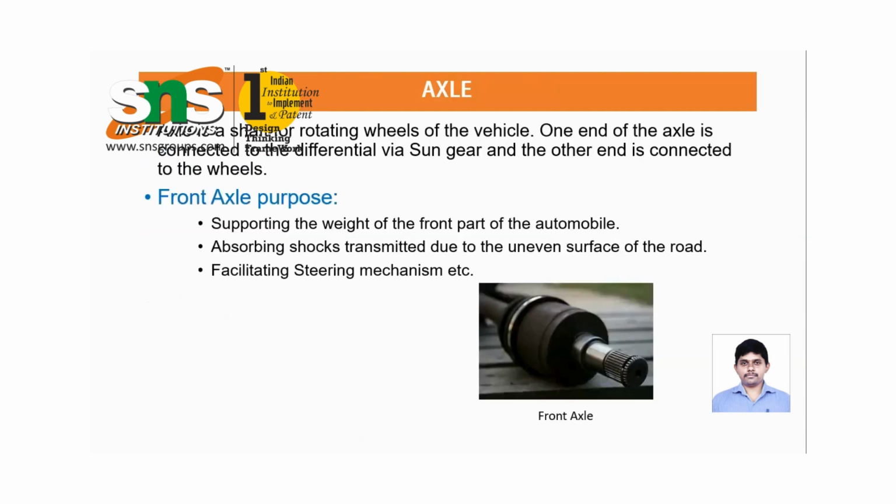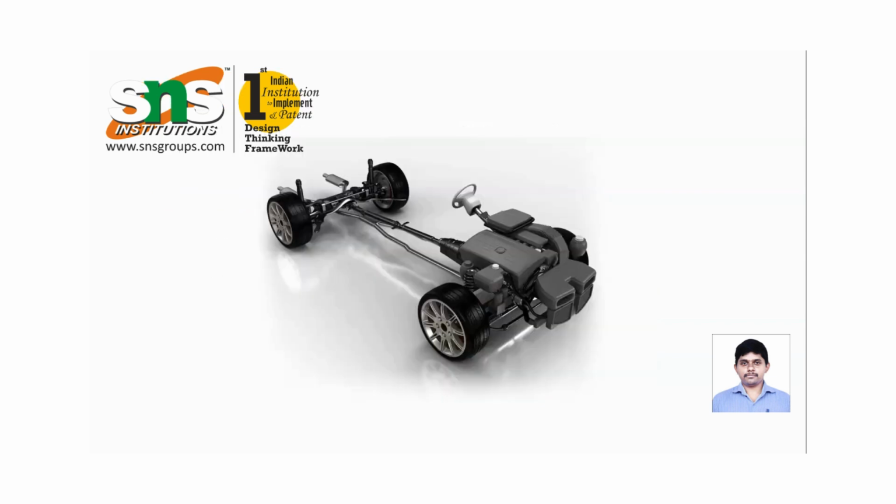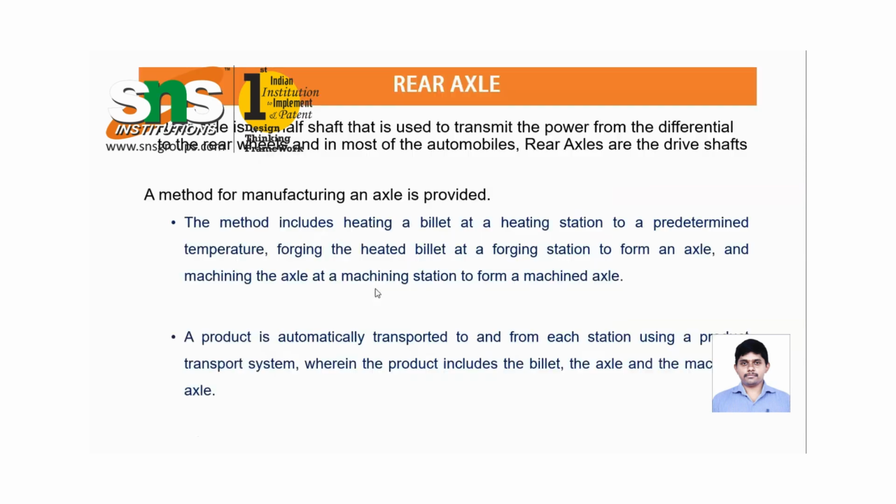Generally an axle is used for supporting the weight of the front part of the automobile, and it acts as a shock absorber when the road surface is uneven, and facilitates the steering mechanism. This is one good example. Here you can see this portion is the rear axle and this is the front axle of the engine. These rods are fabricated with the help of the forging process; this is the rear axle shaft, manufactured by forging.